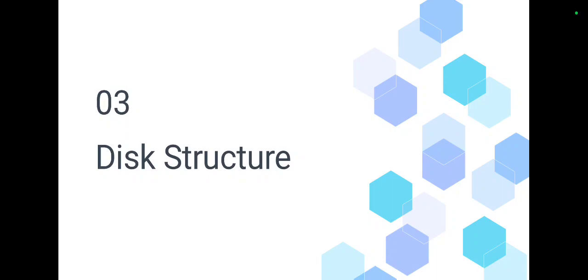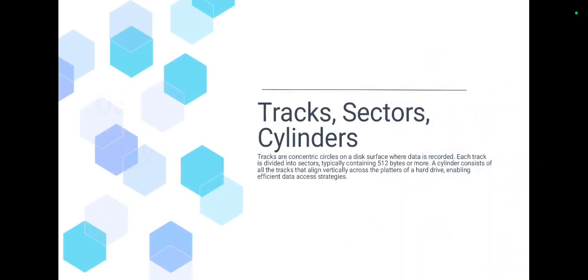So let's see about disk structure. There are three components in it, which are tracks, sectors, and cylinders. Tracks are concentric circles on a disk surface where data is recorded. Each track is divided into sectors, typically containing 512 bytes or more. The cylinder consists of all the tracks that align vertically across the platters of a hard drive. It enables efficient data access strategies.